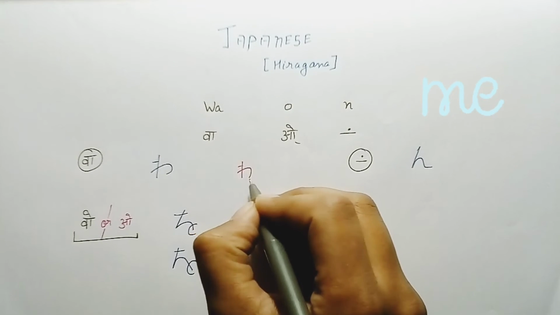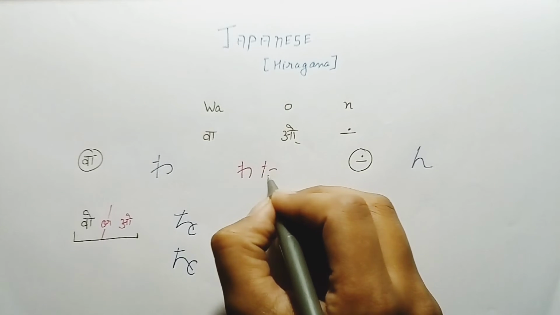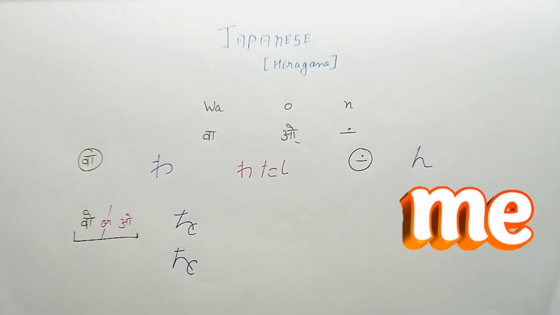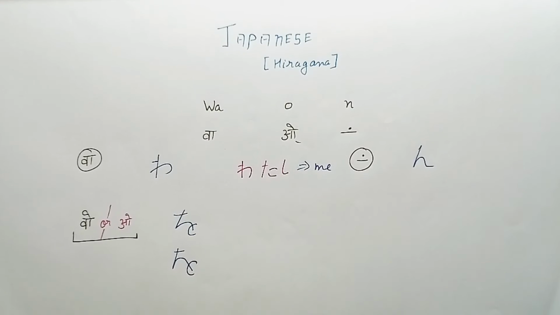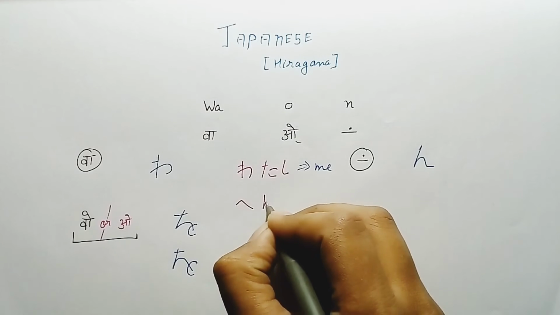First word is WaTaShi. Wa, ta, shi, which means me. Next word is hen, which means strange.